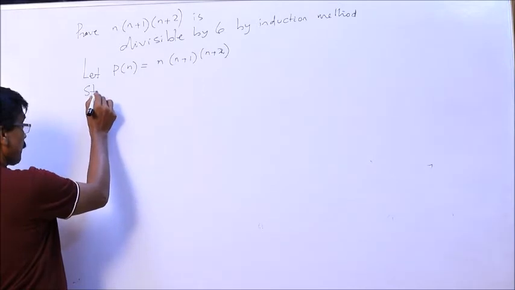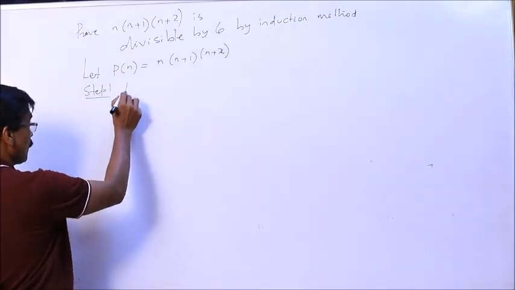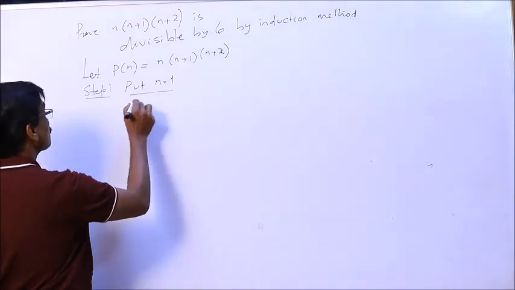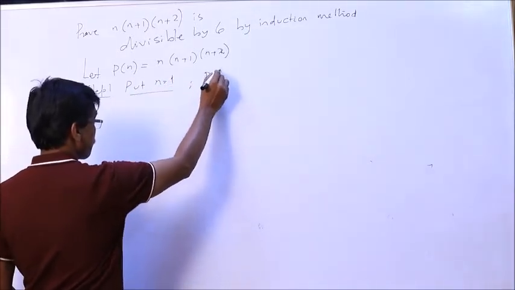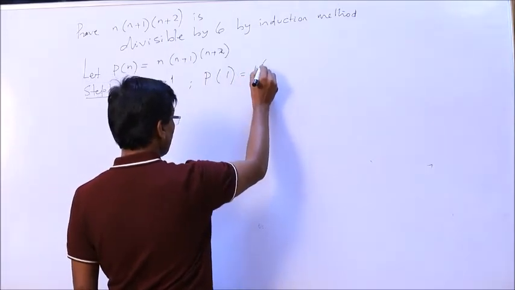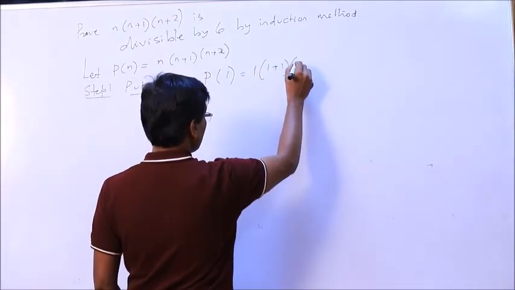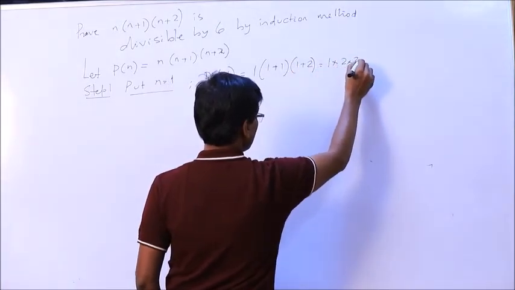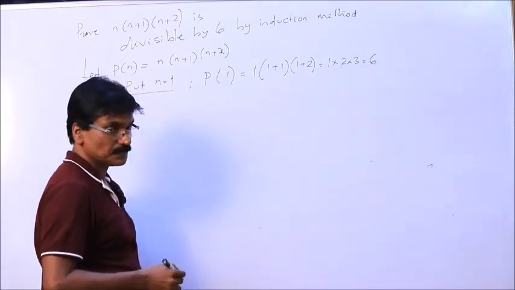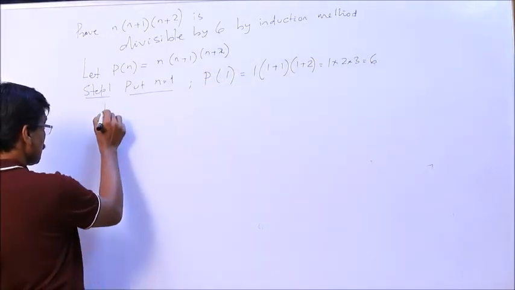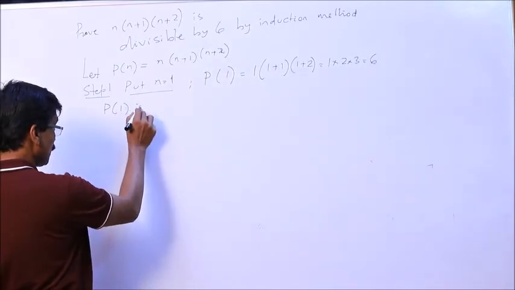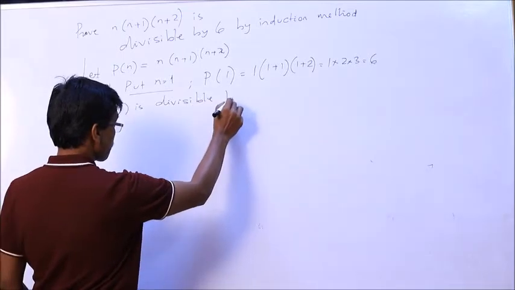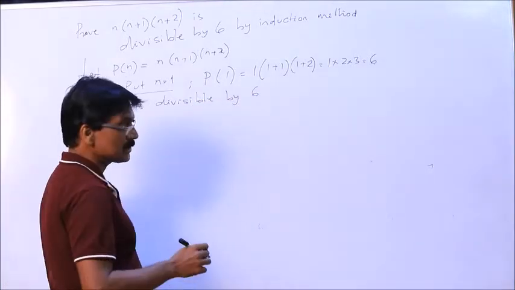So, in the first step we put n is equal to 1, that is P 1 is equal to 1 into 1 plus 1 into 1 plus 2, that is equal to 1 into 2 into 3, that is equal to 6. So, P 1 is divisible by 6. Obviously, 6 is divisible by 6.